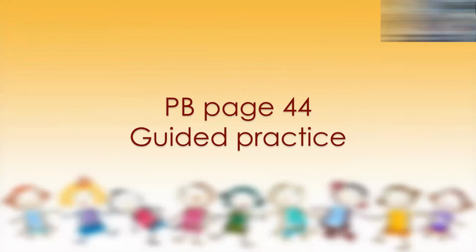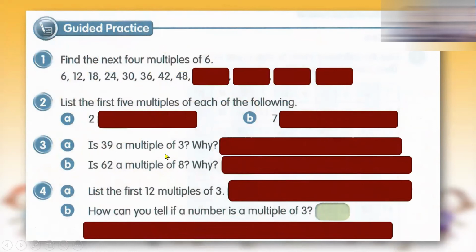I don't understand number 3. Number 3, is 39 a multiple of 3? What you're going to do here is divide them. 39 divided by 3. And letter B, 62 divided by 8. You have to divide them, and if it is exact, then your answer is yes. If there's a remainder, that means it's a no. Your answer will be no. You understand?